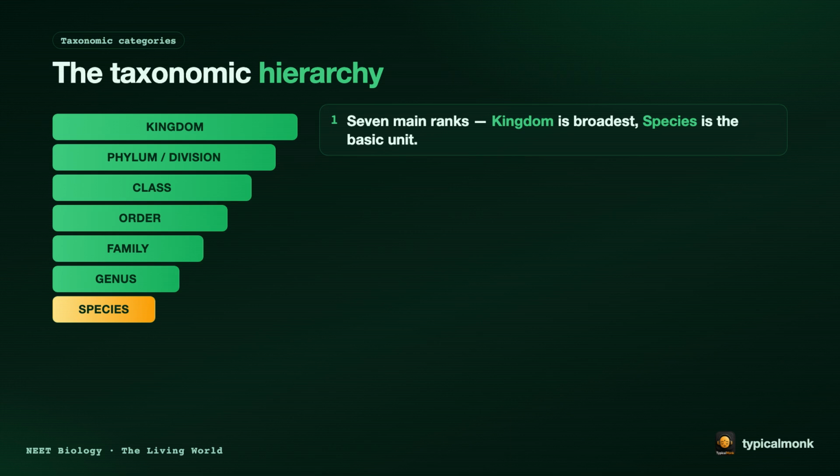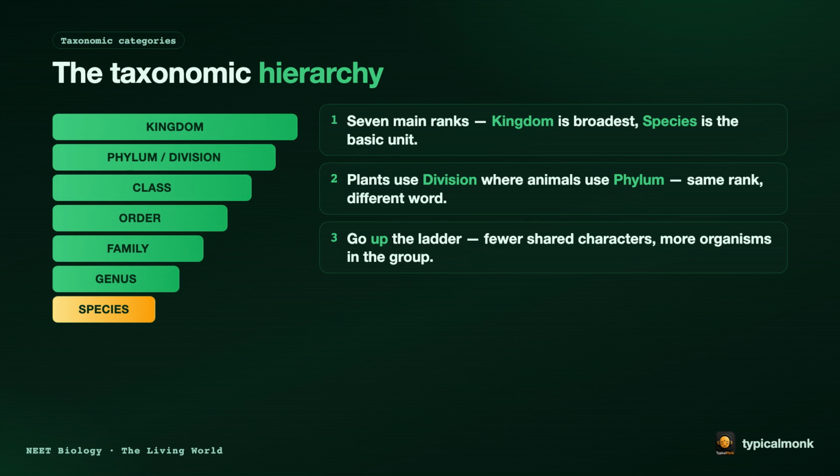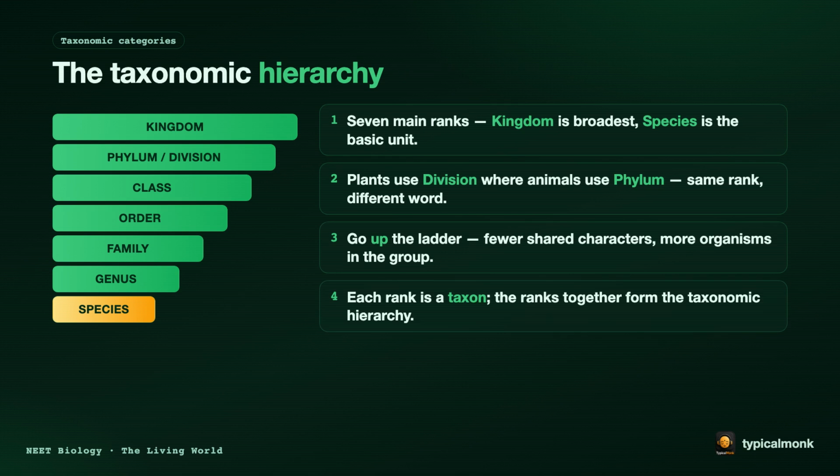Look at this ladder. There are 7 main ranks. Kingdom is the broadest, and species is the basic unit at the bottom. One catch. Plants use the word division where animals use phylum. Same rank, just a different word. As you climb up the ladder, the organisms share fewer characters, but the group holds more organisms. Each rank is called a taxon, and all the ranks together form the taxonomic hierarchy.